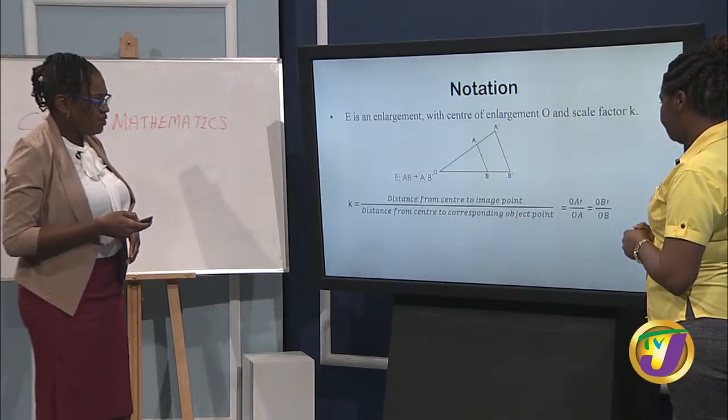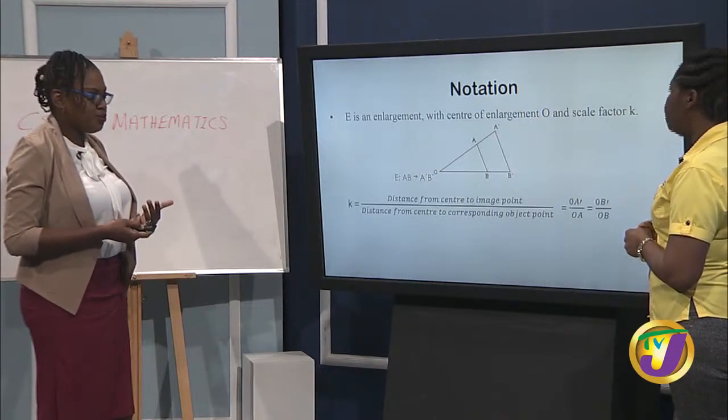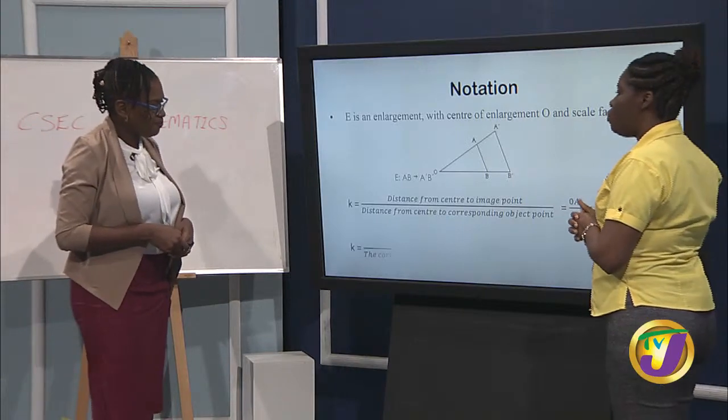So this seems to be something linked to ratio and proportion, right? Right, because the sides are proportional.